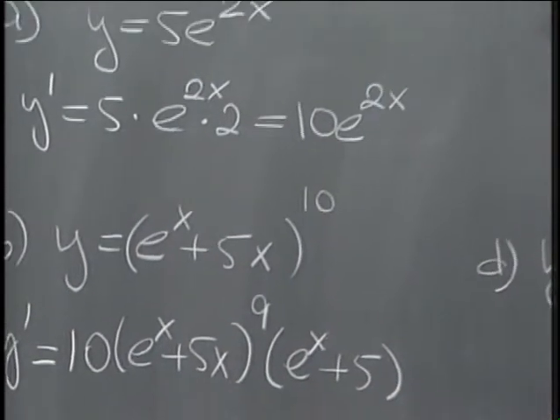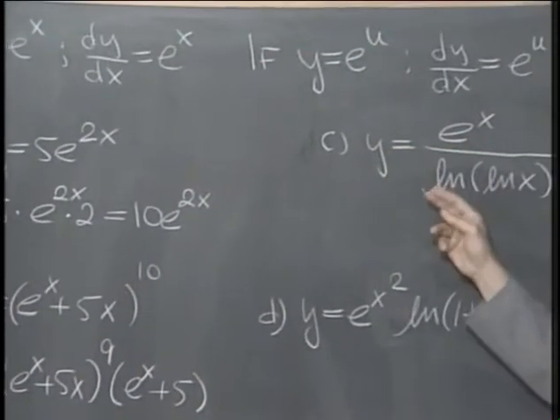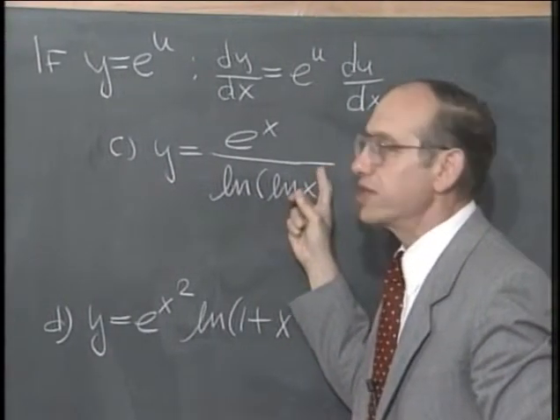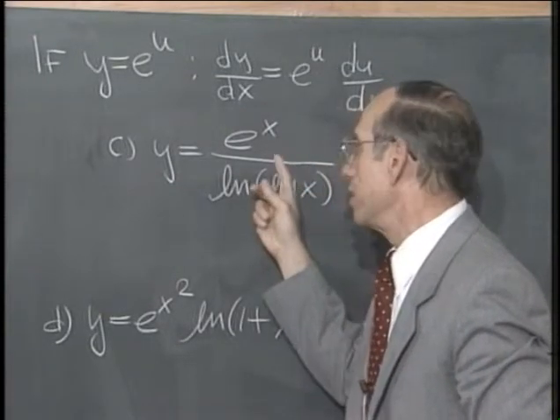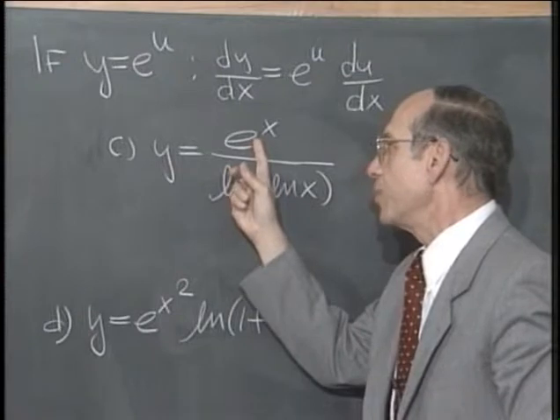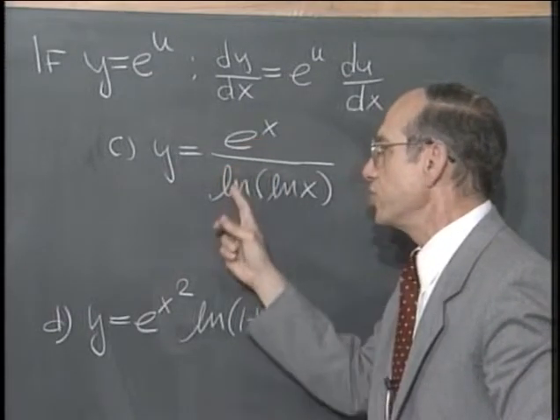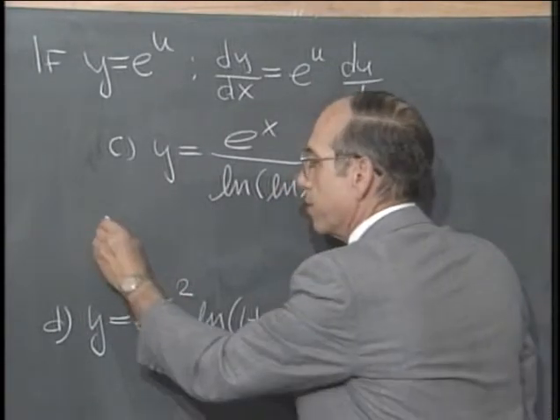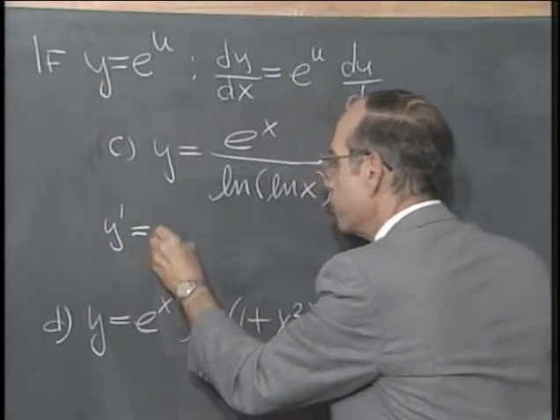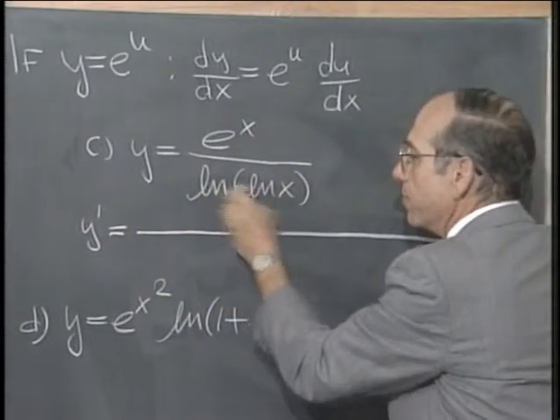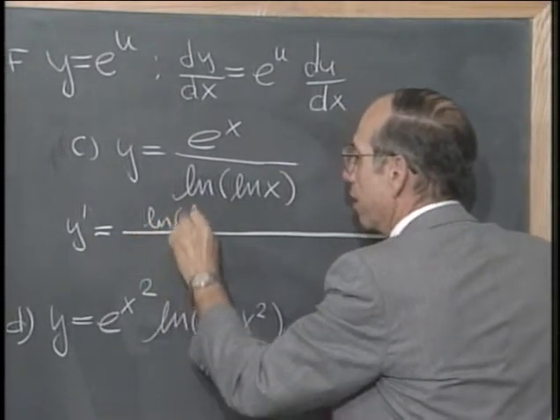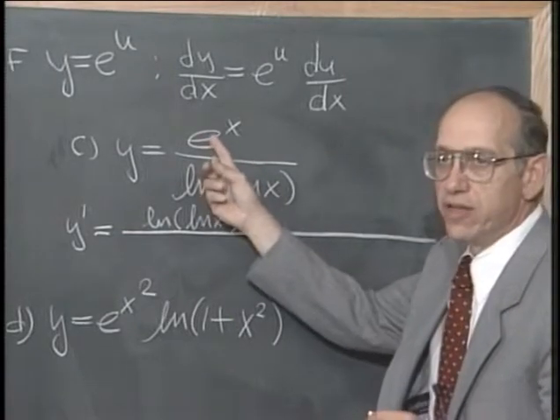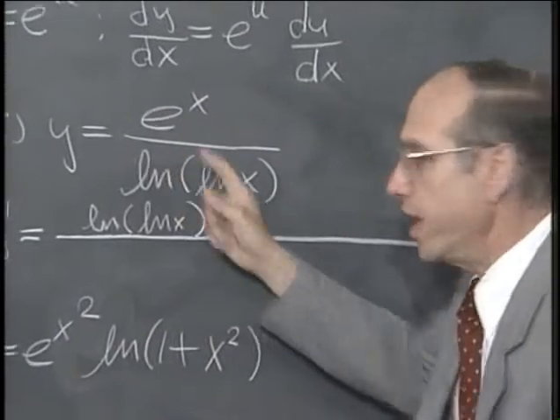Moving to C, we have a quotient. Y equals e to the x divided by the log of x. Remember, we got log x in the last problem as one of our integral solutions. Here we have it in the denominator. This problem, we have a combination of the exponential and the logarithmic, and we're going to first have to use the quotient rule. Y prime equals, you remember the quotient rule, we take the bottom, that is the denominator, log of x, and we multiply it by the derivative of the numerator. The numerator is e to the x. The derivative of e to the x is e to the x.